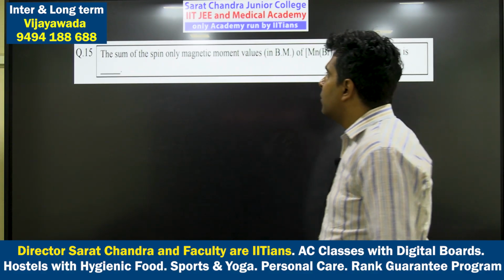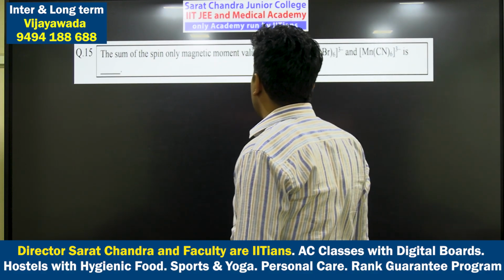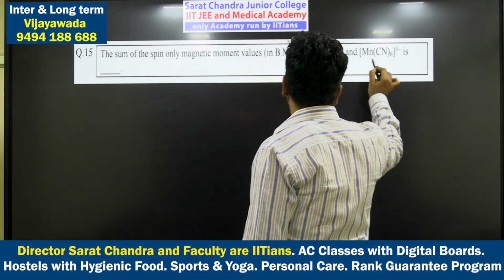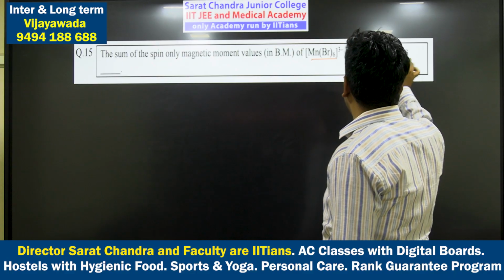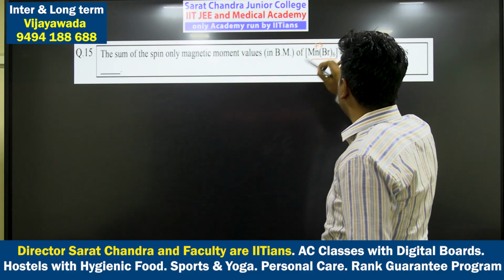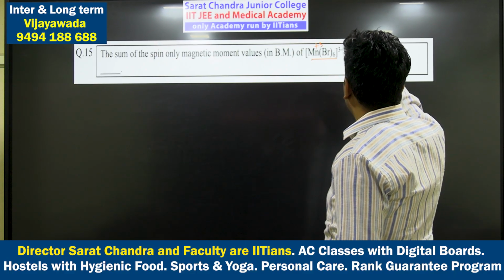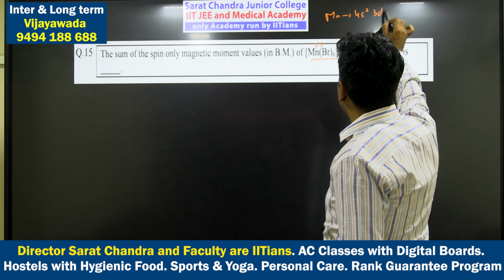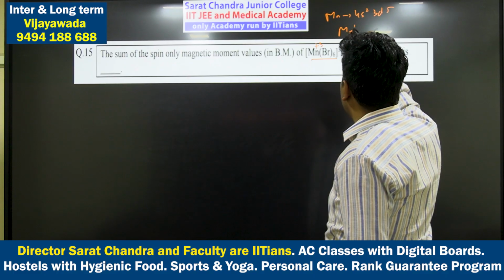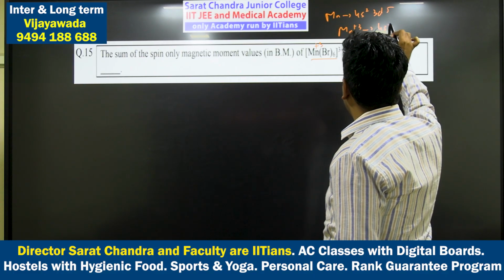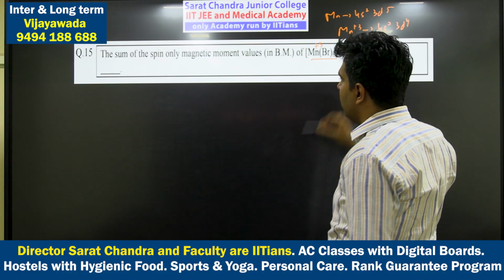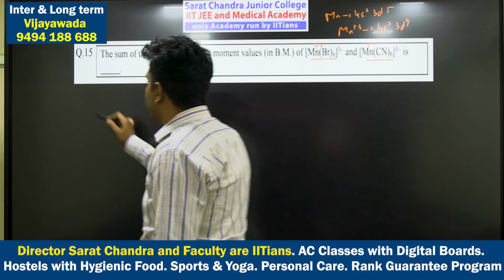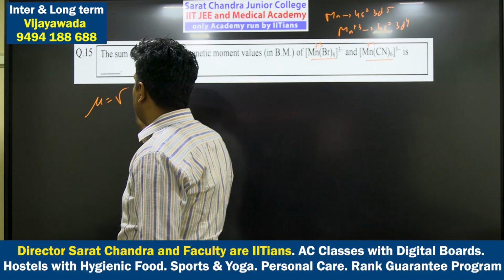Next question, the sum of spin only magnetic moment of MnBr6 and Mn(CN)6. So manganese in both the cases is in +3 oxidation state. Manganese atomic number 25, 4s2, 3d5. Now manganese +3 will be 4s0, 3d4. 3d4 is the electronic configuration. You have to find out the spin only magnetic moment in Bohr magneton. So sum of these two.